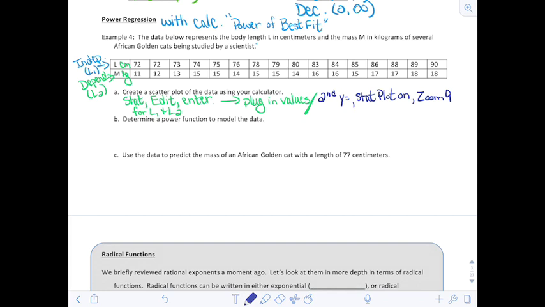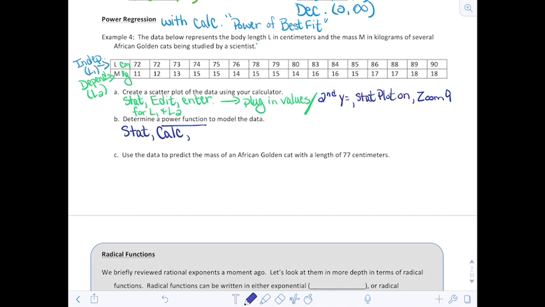So now that we have the scatter plot, we want to generate an equation. So we're going to go back to, now in B, determine a power function. And they tell us right there, power function. So we're actually going to choose that from the menu when we get there. So you want to go back to Stat now. And we don't want to edit anymore. We want to go over to Calculate.